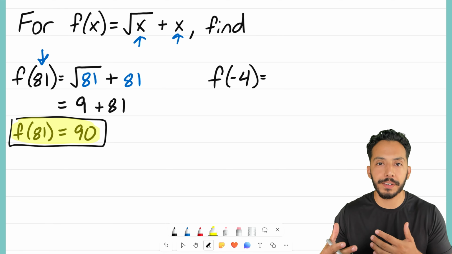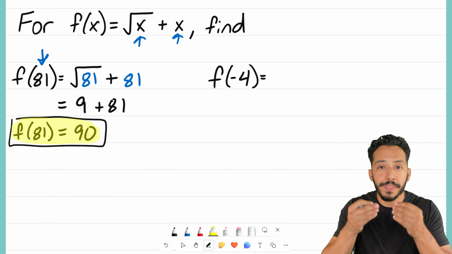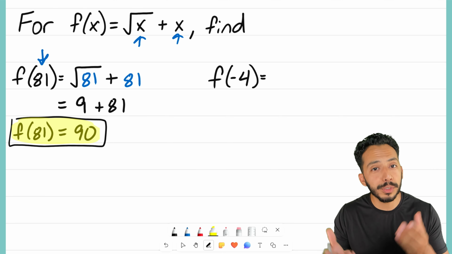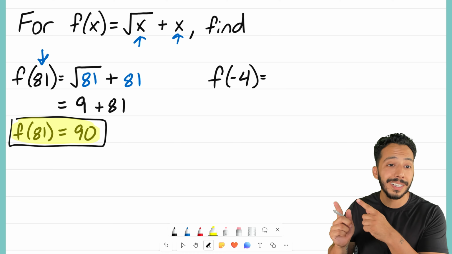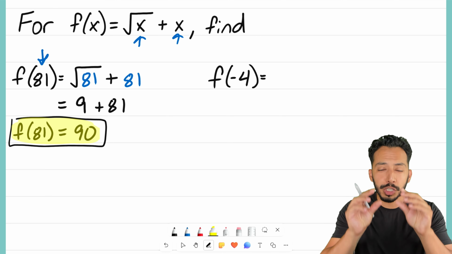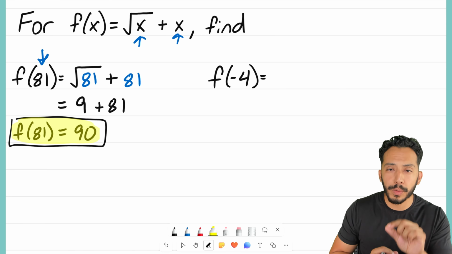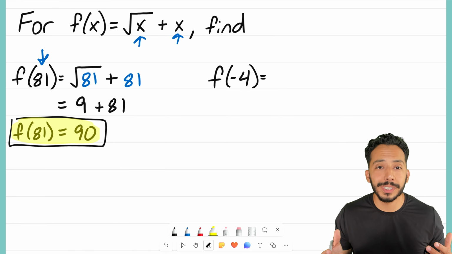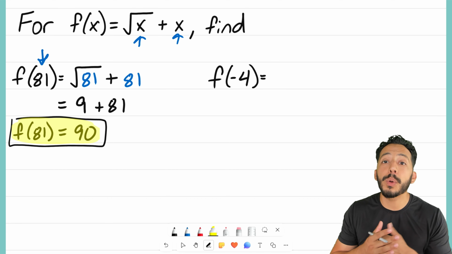That is how we attack functions, okay? We figure out what that input is. Our x here was 81. We change those x variables to be 81 in the equation, and then we just solve. We simplify. We go line by line. Just look for little things that you know. The square root of 81 is 9. 9 plus 81 is 90. Then we're done. All right, we're going to do the same thing now with -4.